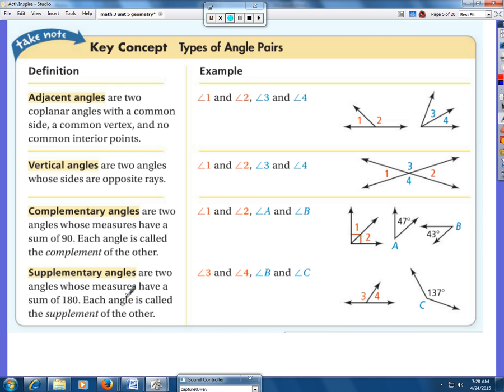The key ones here are the vertical angles, and we're also going to talk about supplementary angles. We will be using adjacent angles and complementary angles in our work today, but really I want to focus on the relationship between two angles that are called vertical angles. And they're vertical angles when you have two lines that cross and you have angles that are across the X from each other. So 1 and 2 are vertical angles, 3 and 4 are vertical angles.